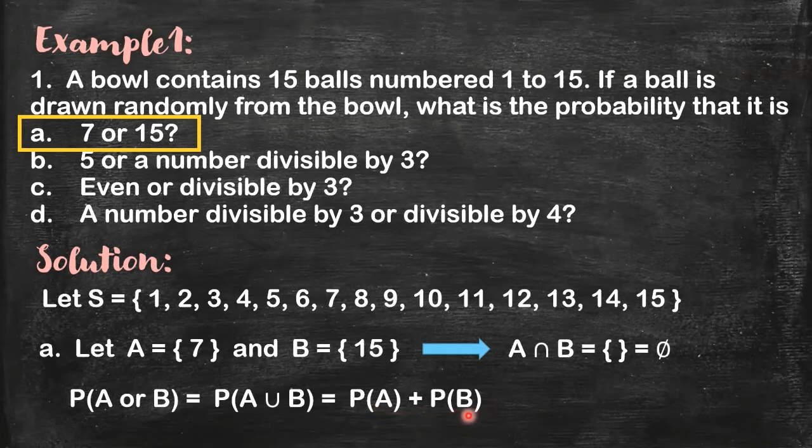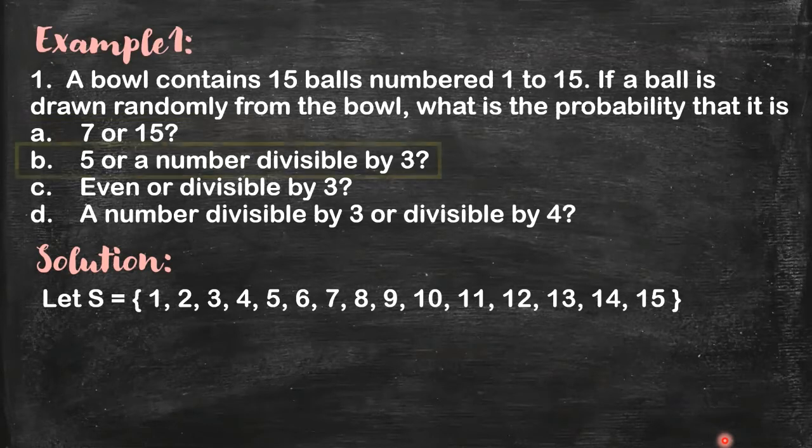How do we get again the probability? We count the number of elements in A and then divide by the number of elements in S. Same with B: the number of elements in B divided by the number of elements in S. So that's why we have this. So 1 plus 1, you'll get 2 over 15.